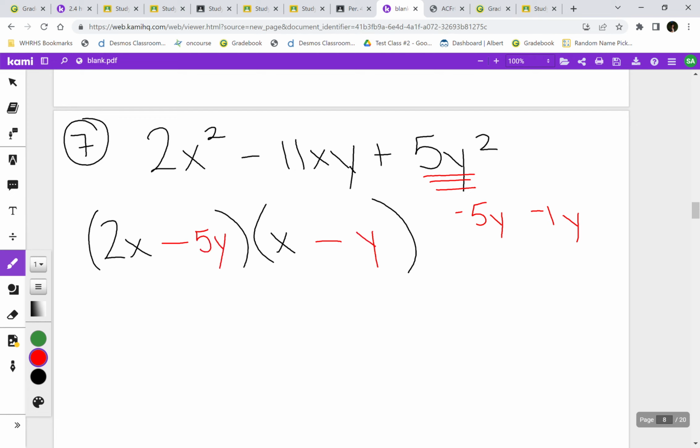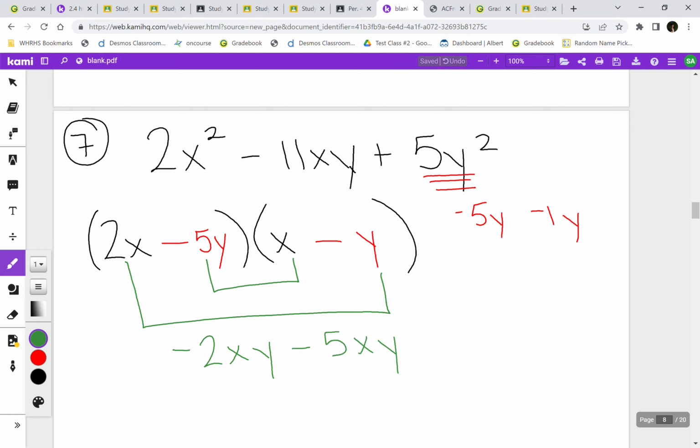We need to check the middle term. The way you check the middle term is you multiply the x by the non-x term. So 2x times a negative y is a negative 2xy. And then the x by the non-x term again. Negative 5y times x is a negative 5xy. Negative 2xy minus 5xy is a negative 7xy. Is that what we wanted? No.